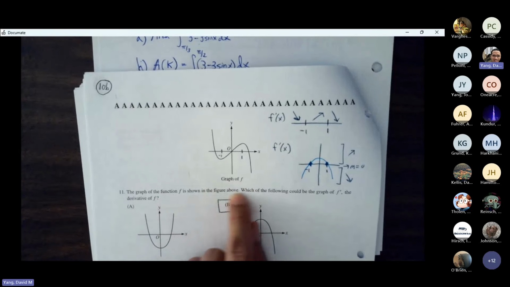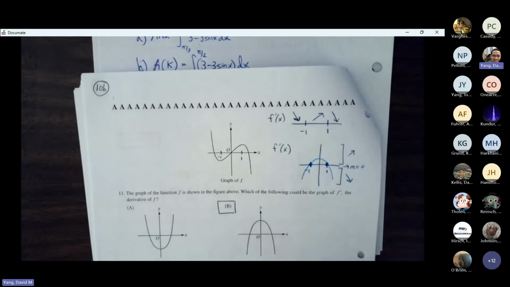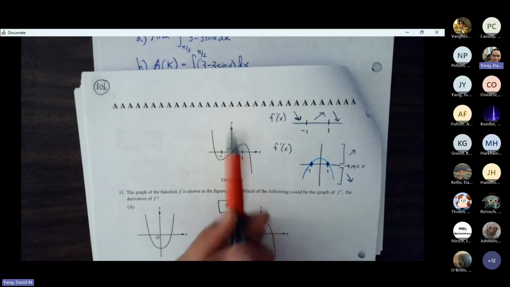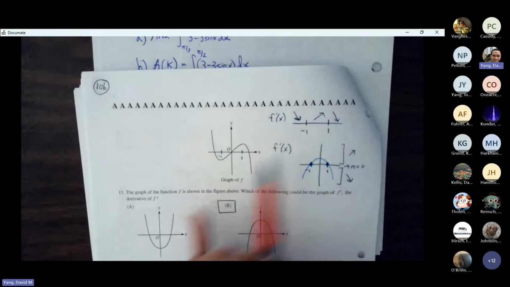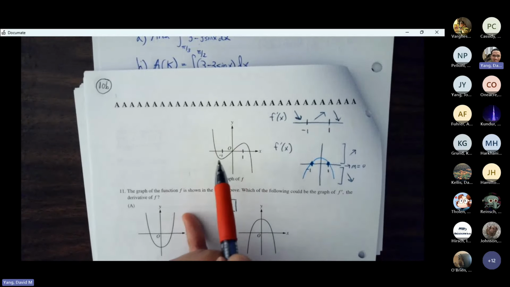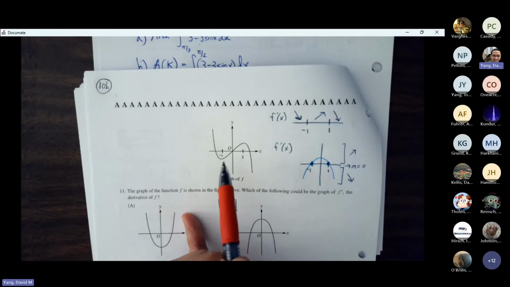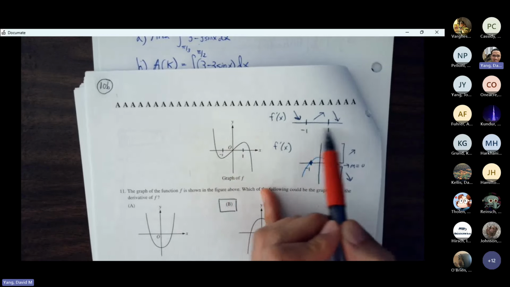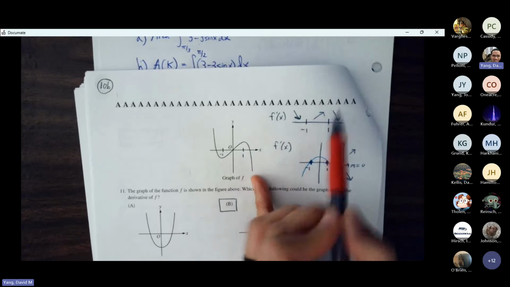So 11, which of the following could be the graph of f prime, the derivative of f? So this is the f graph. I'm just going to create a sign line that mirrors exactly what I see here. I see a relative min here, I see a relative max. I'm going to mark those as -1 and 1 to make it easy for me to have something in place. So I know decrease, increase, decrease. So this is my derivative sign line.